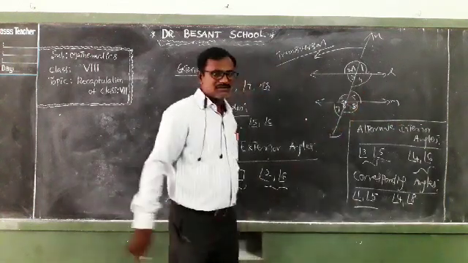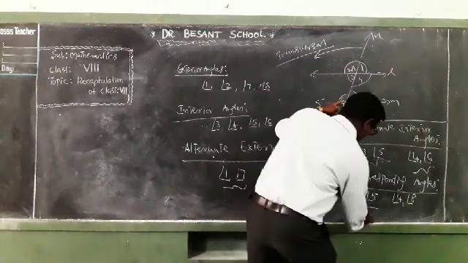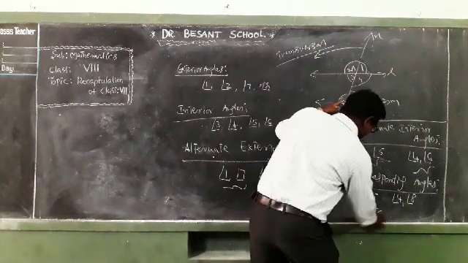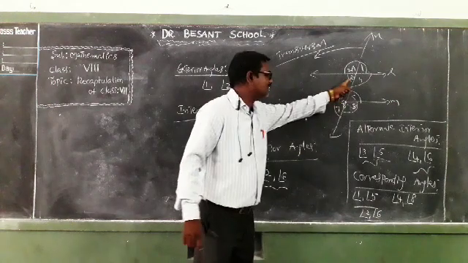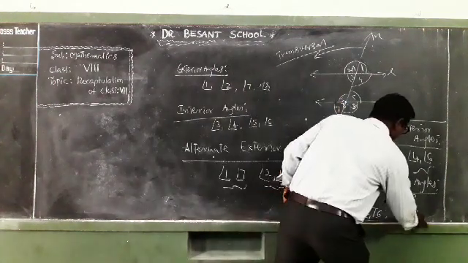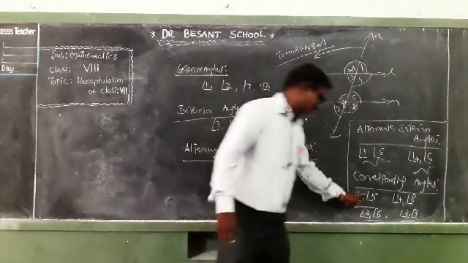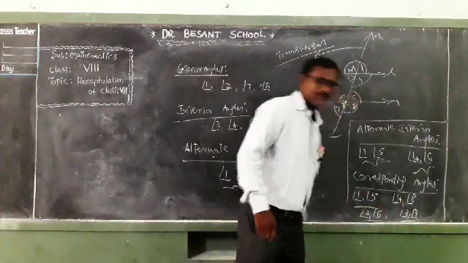Come to this side. What is one pair of corresponding angles here? Angle 2 and angle 6. And what is another pair on this side? Angle 3 and angle 7. So totally how many pairs of corresponding angles did we get? 4 pairs.